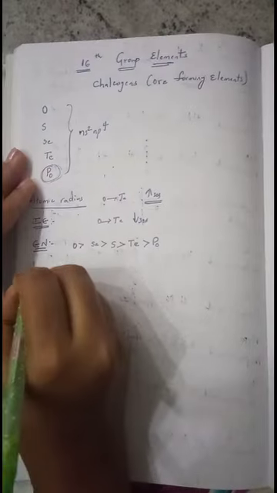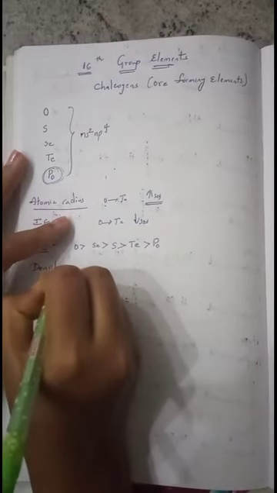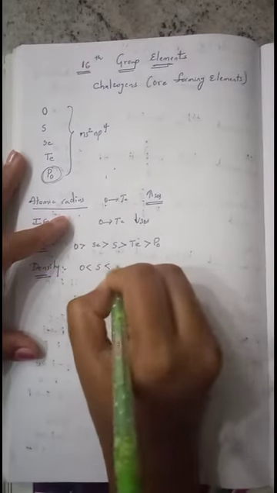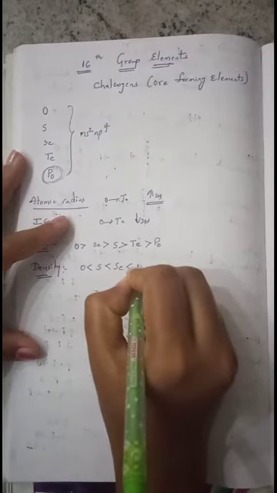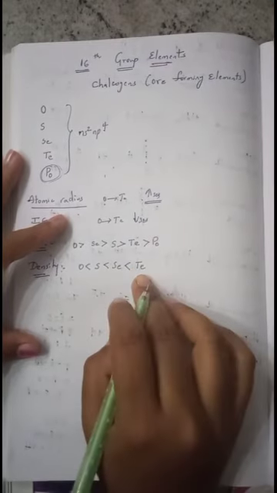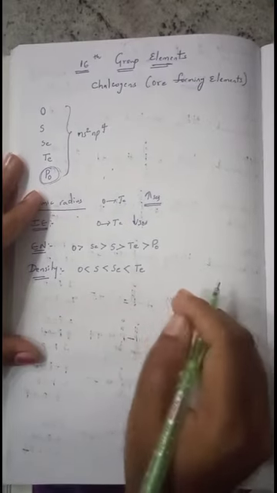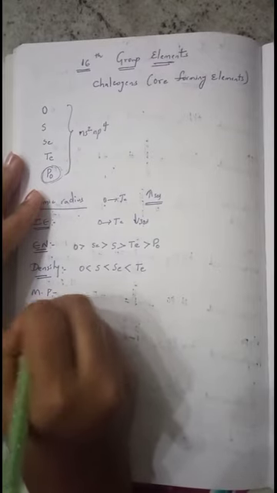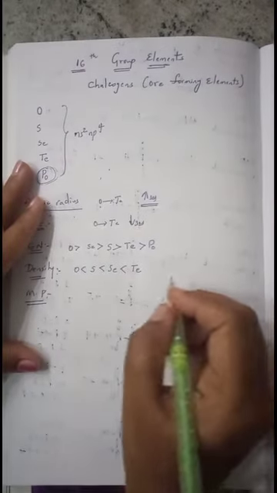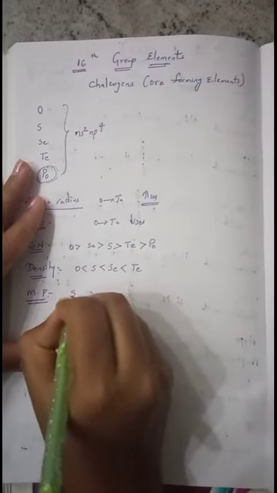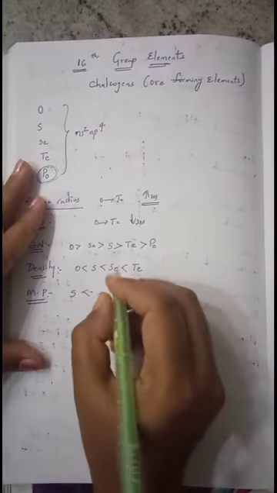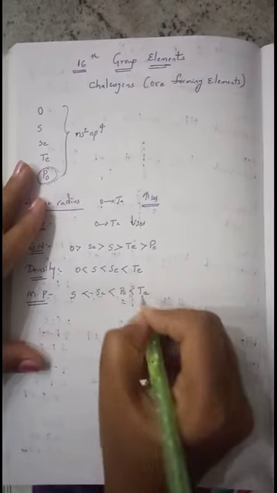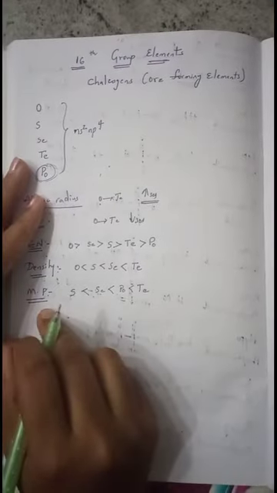Now the next property, density. If you observe the density order, oxygen is less dense than sulfur, which is less dense than selenium. Selenium is less dense than tellurium. That means tellurium is more dense. Down the group, density always increases. Next, melting points. Sulfur has a lower melting point than selenium, than polonium, and than tellurium. This is the order of melting points.